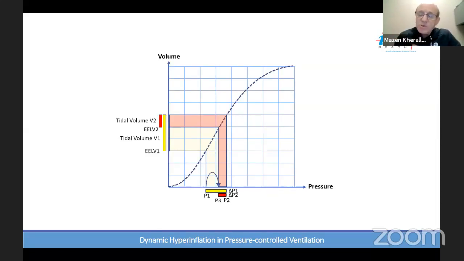This is a board question, by the way, all the time. A patient with asthma was placed on mechanical ventilation, blood pressure dropped to 70. What's the next thing you do? The first thing you do is you do not decrease the rate, you do not decrease the tidal volume, you disconnect from the ventilator, you allow the patient to breathe. This is dynamic hyperinflation associated with hemodynamic instability.